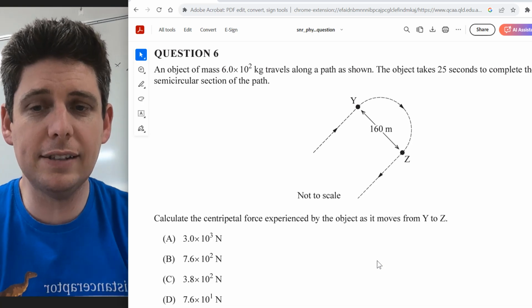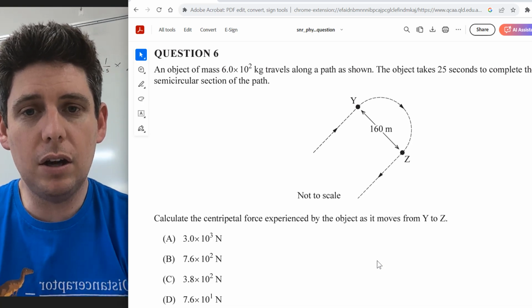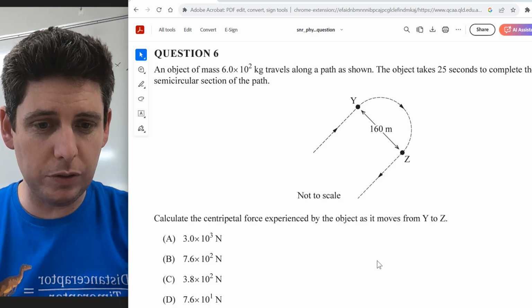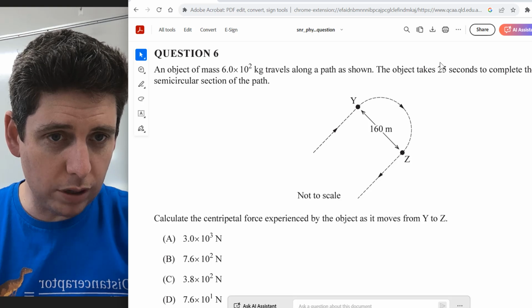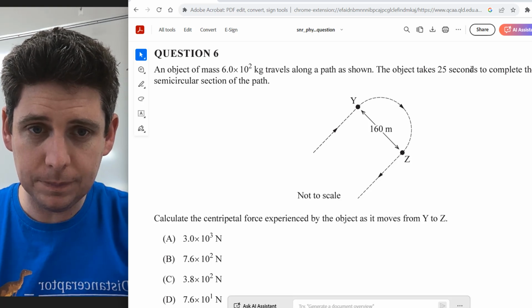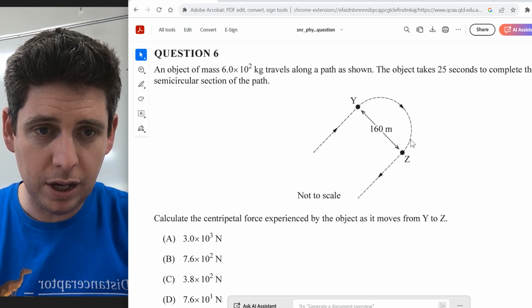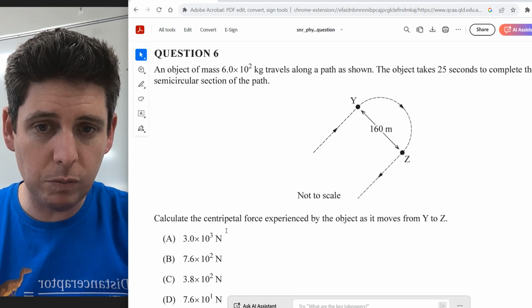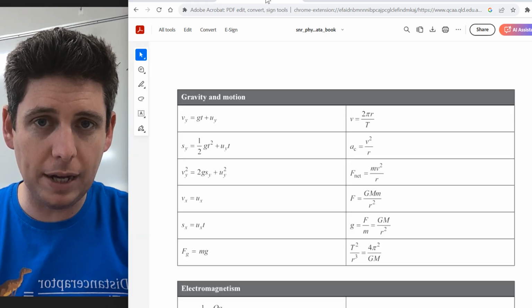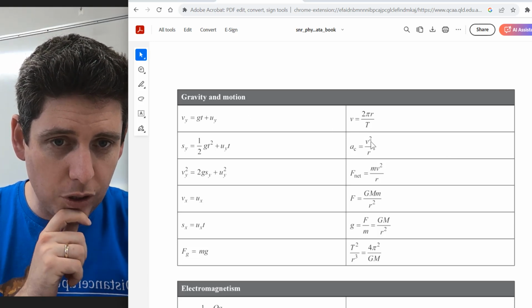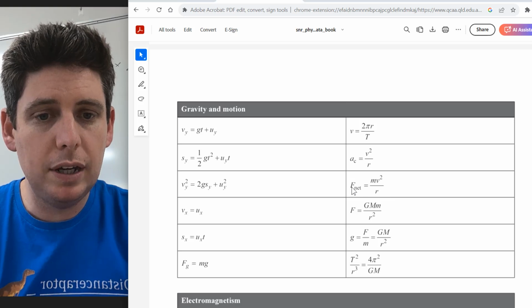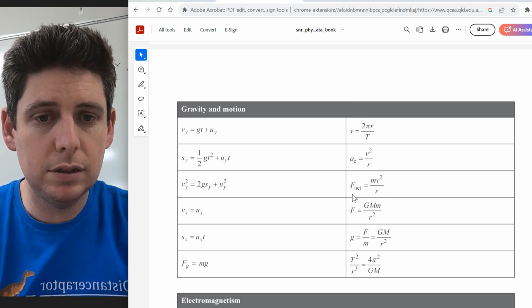All right, question 6. An object of mass that many kilograms. So we've got a calculated question. We've got a mass. We've got a time. And it's going around a semicircle. And we want a force. So we go back to our formula sheet. Our best friend, gravity and motion. So we've got force here. So this is the one we've got to use. But first we've got to find V.